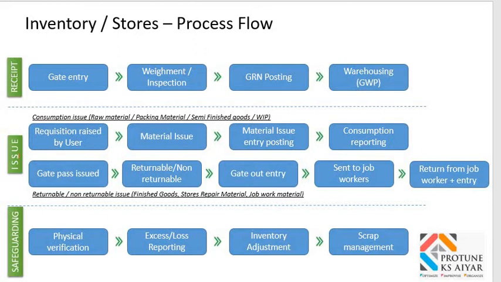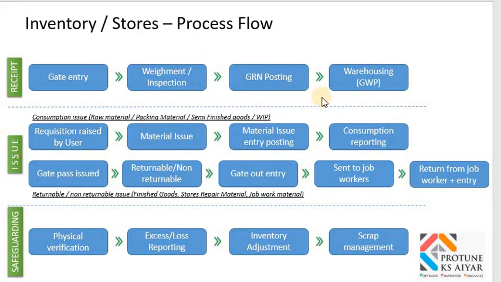A cursory quality check would be performed to check if the quality conforms with the documented purchase order quality or the make of the goods that have been ordered. On that basis, a GRN would get posted. So GRN would get posted on the basis of the delivery documents that have been provided by the vendor and upon successful weighment and inspection of the consignment.